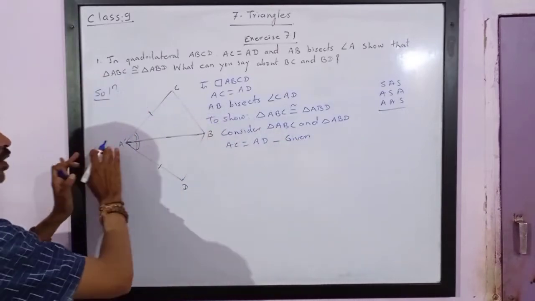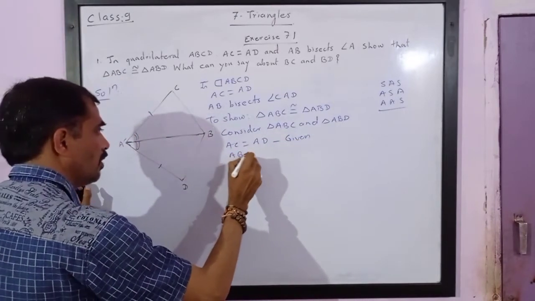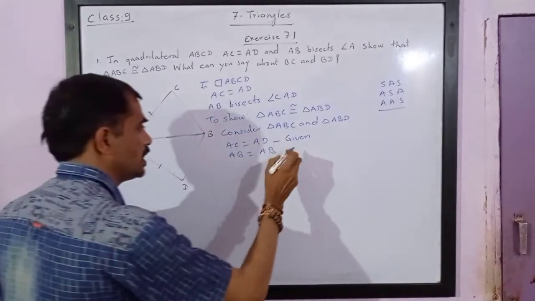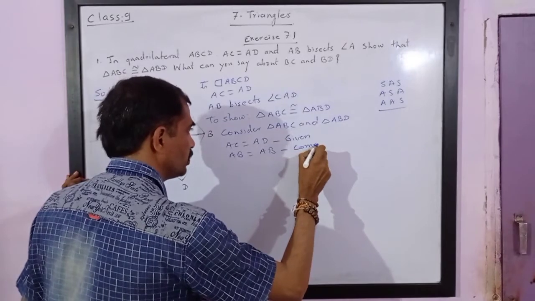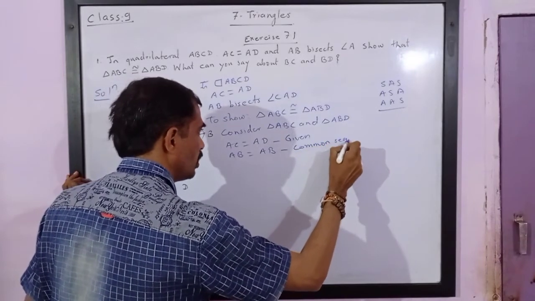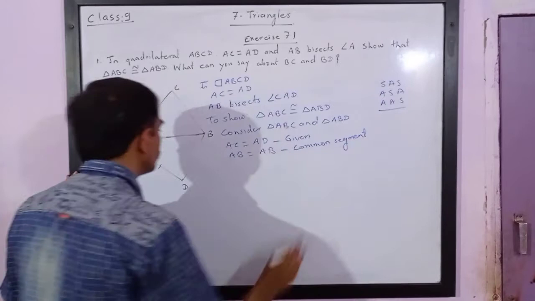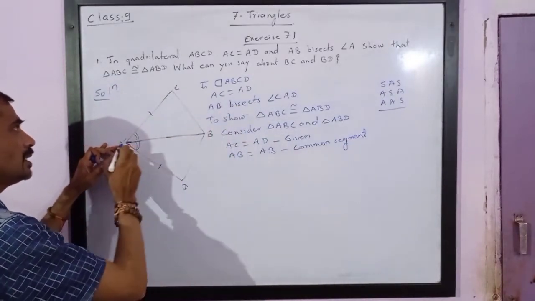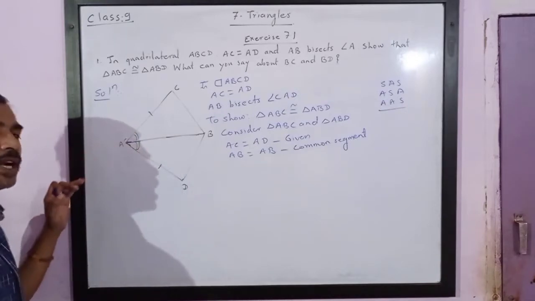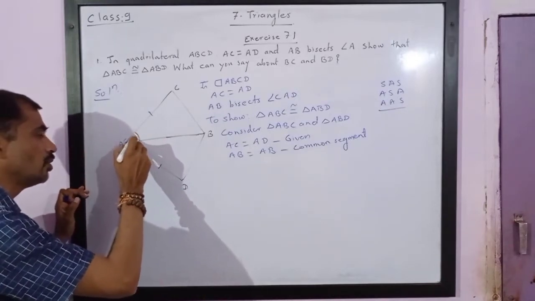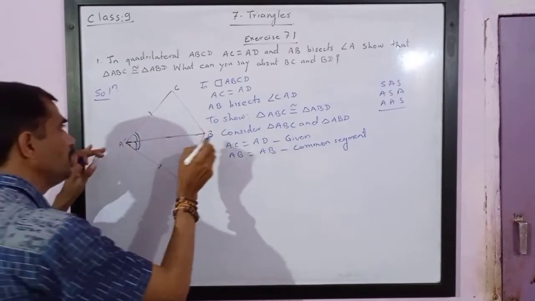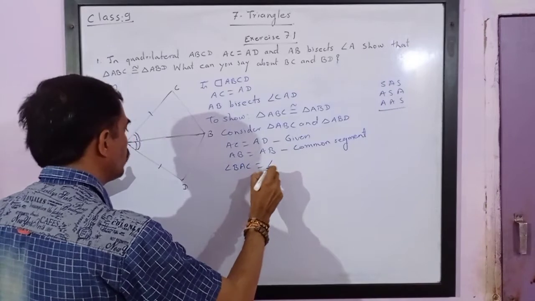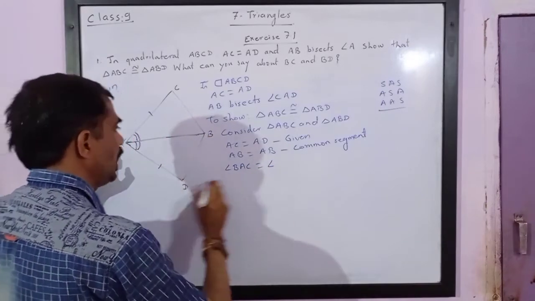Then AB is equal to AB. Every segment is congruent to itself. This is a common segment, so common segments are congruent. Now please note, we are given that AB bisects angle CAD, which means it will make two equal parts of this angle. It means this angle is congruent to this angle. That is, angle BAC is equal to angle BAD.